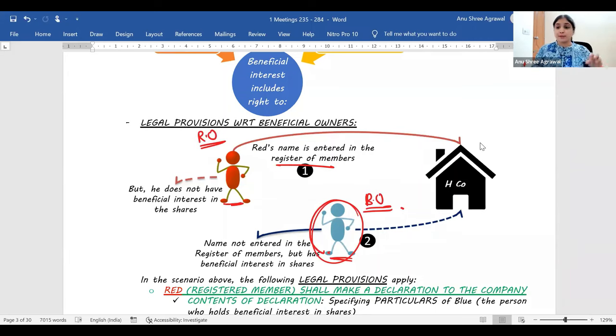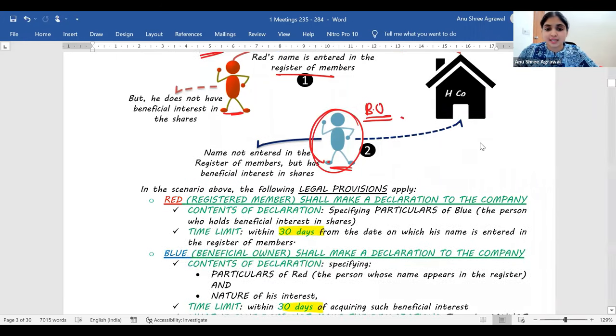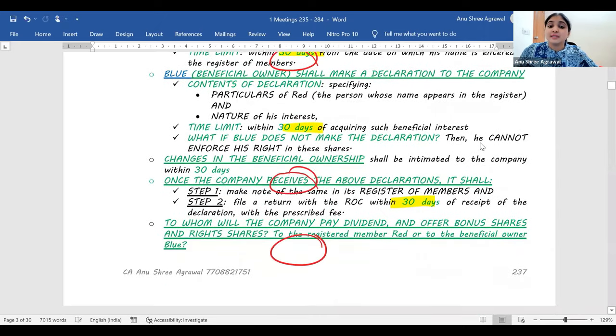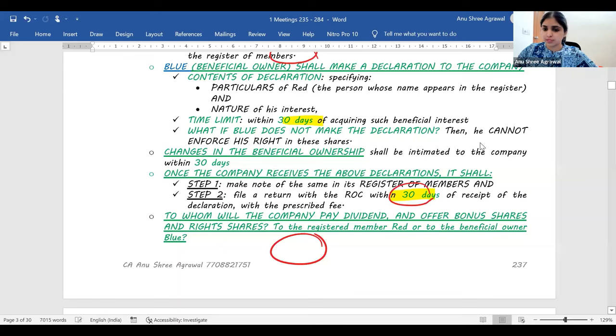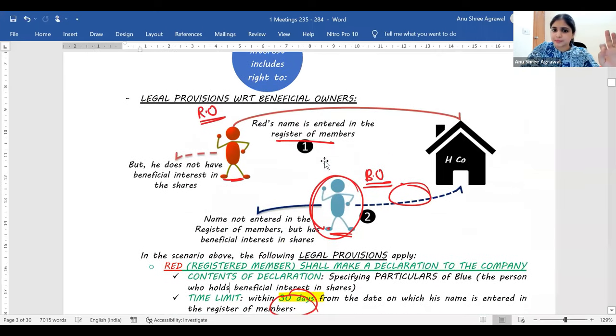So when I talk about beneficial owner, his name is actually not there in the register. Nobody even thinks he is the owner of the shares. He has purchased the shares in the name of somebody else. See, this is not wrong. They're telling Red and Blue, in case a situation like this exists, it is not wrong. Just come and inform the company. Red, even you have to inform the company. Blue, even you have to inform the company. Both have to inform the company within 30 days. Then even the company will inform the ROC within 30 days. So in entire beneficial owner concept, we have 30 days time limit.